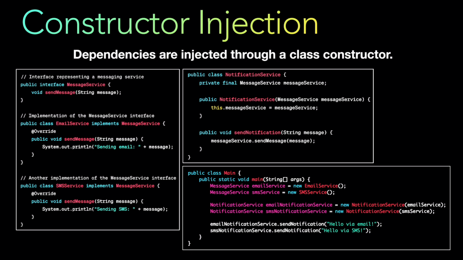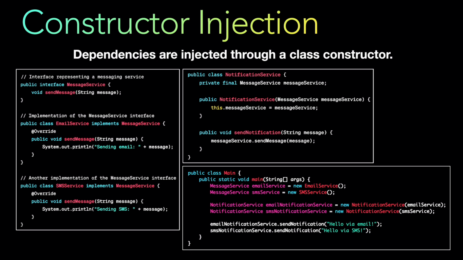On the right, we have a notification service, which is a class that depends on the message service. The message service dependency is injected through its constructor. By injecting the message service dependency through the constructor of the notification service, we allow flexibility in choosing different implementations of the messaging service. This makes it easier to switch or extend functionality without modification in the notification service class. You can modify anything in the message service, but that will not change anything in the notification service. This separation of concerns makes the code more modular and maintainable.